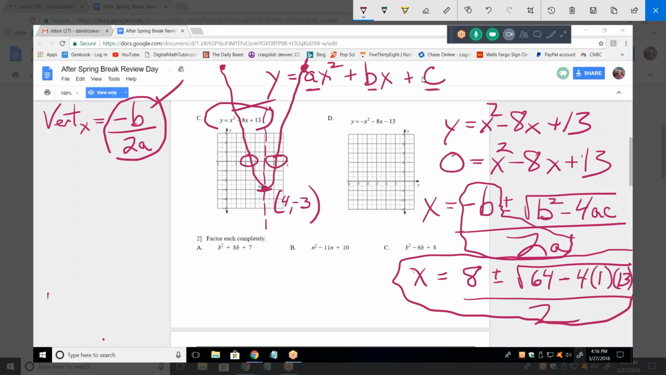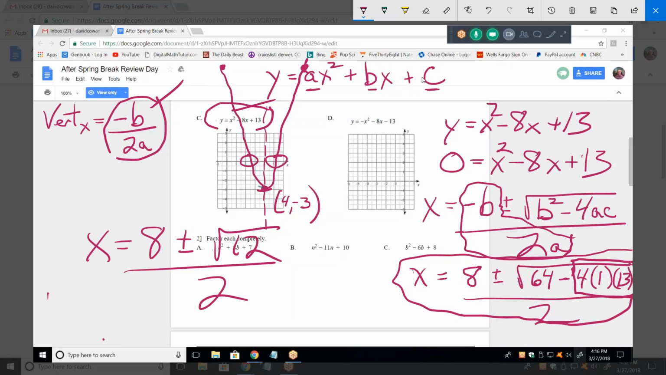Okay, here's how I do the math on this. I always do that part first without the negative sign. So 4 times 1 times 13, which is 52. Now I subtract 52 from 64, and that leaves 12. So now this is what I've got: 8 plus or minus the square root of 12, all over 2.